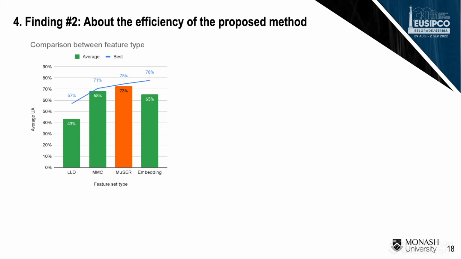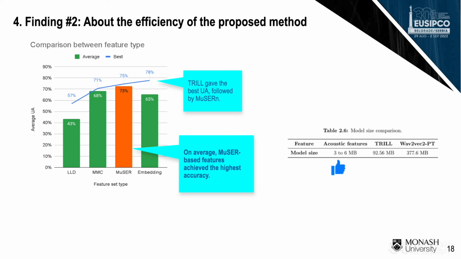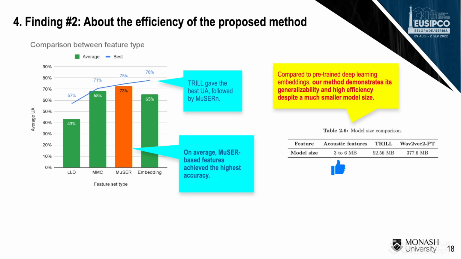Second, the proposed method is efficient in terms of accuracy and model size. According to the aggregated results based on the feature type, the MUSER-based features achieved the highest accuracy. When comparing the best result of each type, the deep learning embedding still yielded the highest result. However, the deep learning-based approach is the most expensive approach since it requires the pre-trained model. The distilled version of it and the classification model still make up more than 90 megabytes of space on disk. Therefore, our method is more effective.